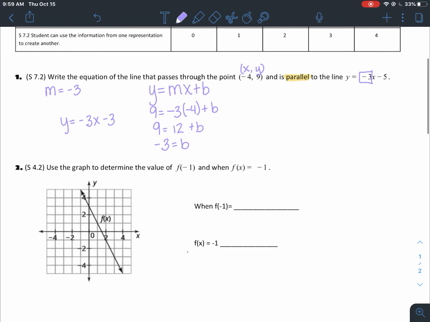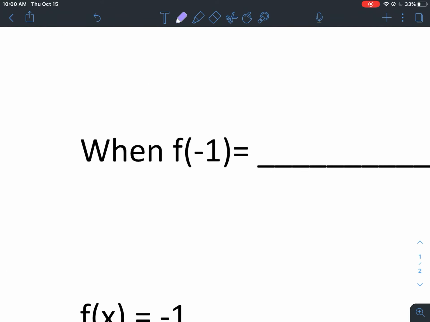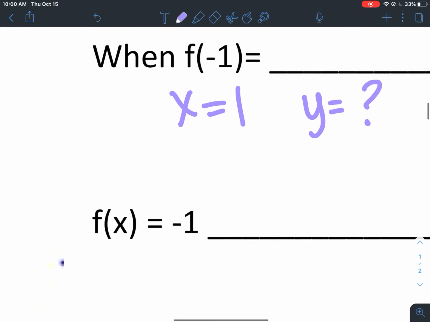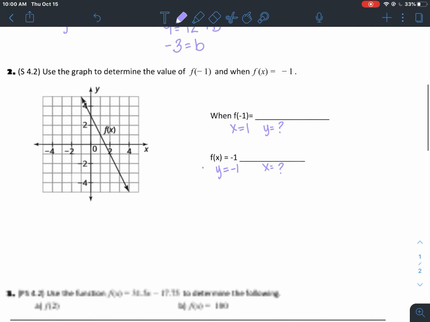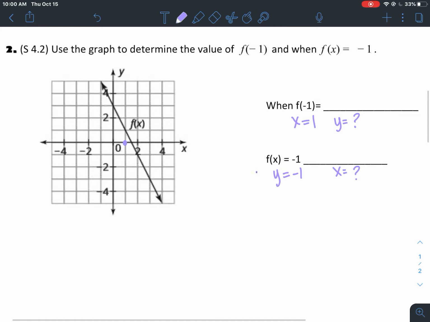And then for number 2, we're going to use the graph to determine the value of f of -1 and when f of x equals -1. So f of -1 is when x equals -1, what does y equal? And f of x is the same as y, so y equals -1, what does x equal? So when x equals 1, oh, we can't really see that. Let me change colors. So when x equals 1, what does y equal? Well, y equals 1 as well.